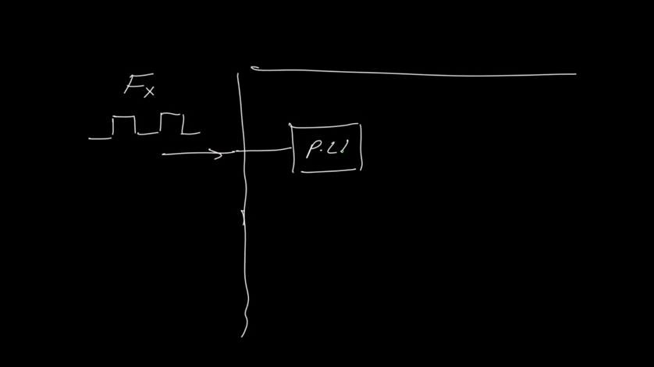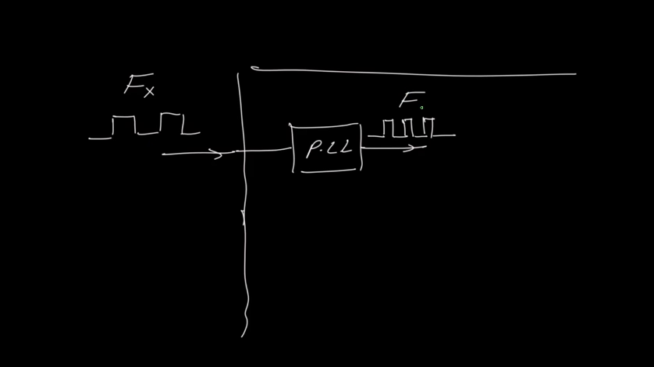So this is the crystal. I have a square waveform coming out of the crystal. I'm going to call it fx. This goes into a programmable PLL. And what do I get in here? I get a square waveform that is a multiple of that one. Notice that I have more pulses in here per unit of time than that one.